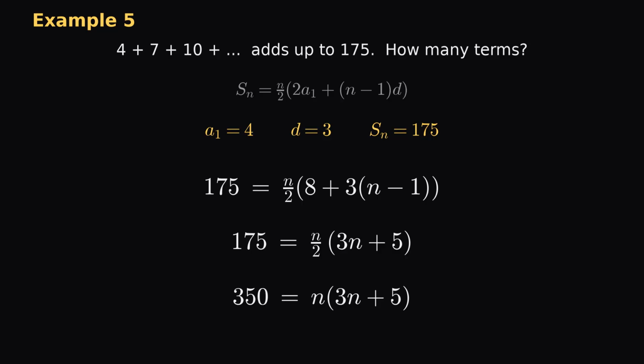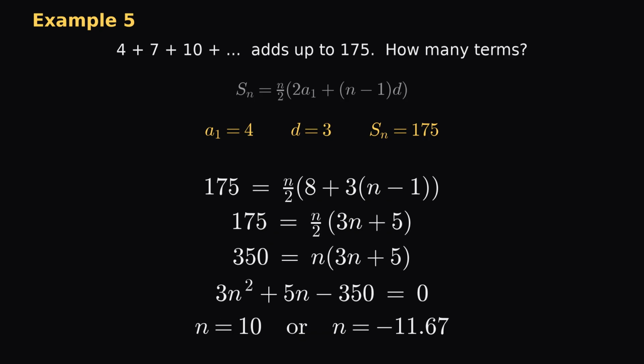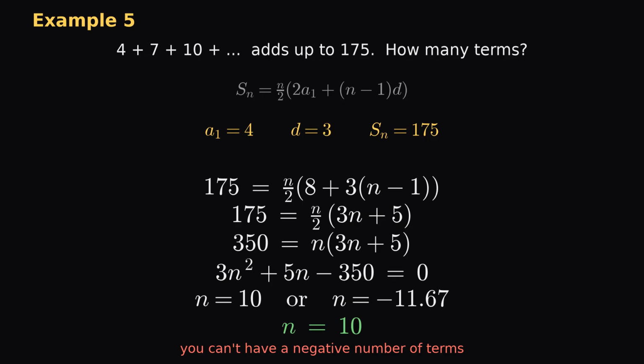Multiply both sides by 2. 350 equals n times (3n plus 5). Expand and bring everything to one side. 3n squared plus 5n minus 350 equals 0. Solve that quadratic and you get n equals 10, or n equals negative 11.67. Reject the negative one. You can't have a negative number of terms, so there are 10 terms.